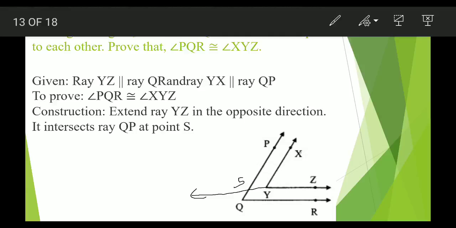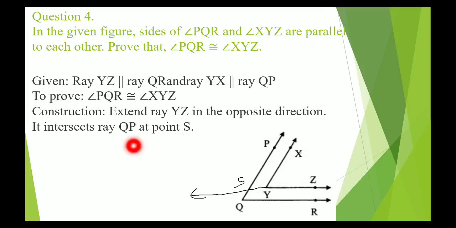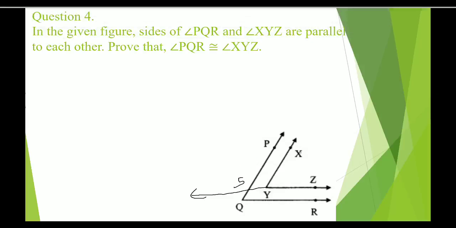To prove: angle PQR is congruent to angle XYZ. Construction: extend ray YZ in the opposite direction, like this. It intersects QP at point S.